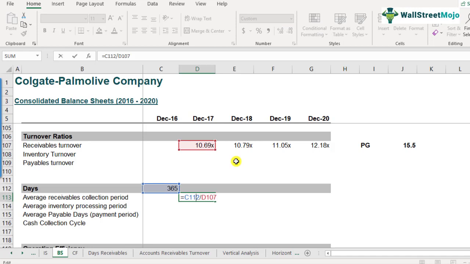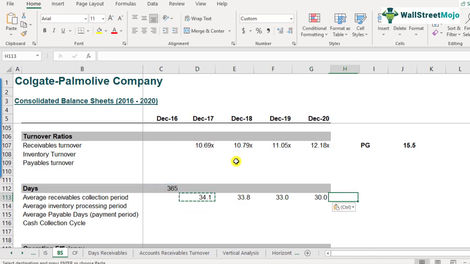Okay, and I'll freeze this cell and I'll copy the formula across. So as you can see, in December 2017, Colgate was collecting its accounts receivables every 34.1 days. And every year they are kind of improving its collection period, or the days receivables period. And now it is around 30 days. So this is how the calculations are typically done.